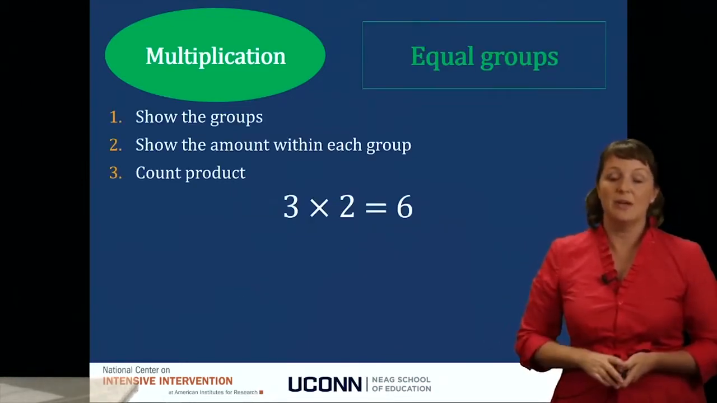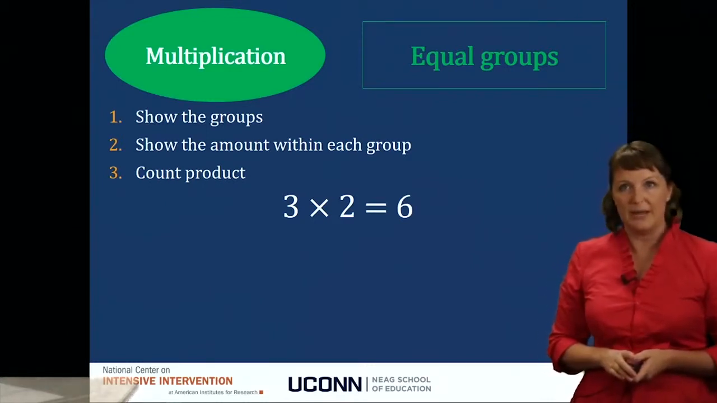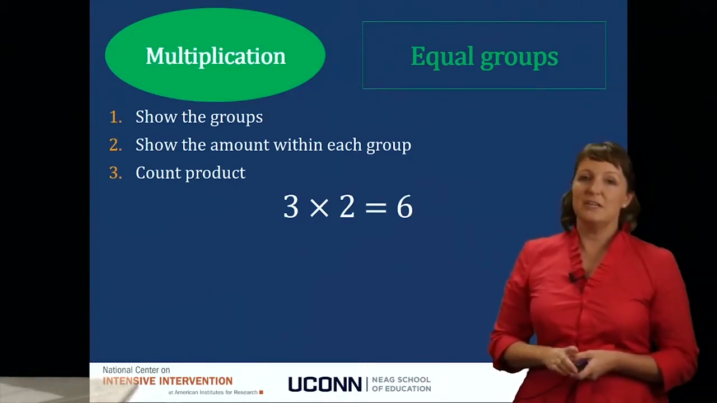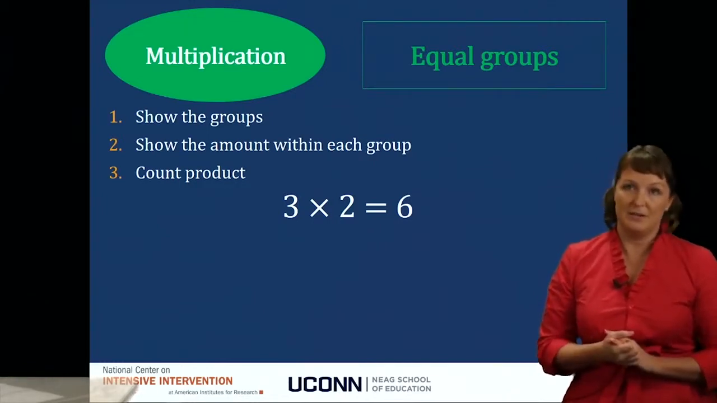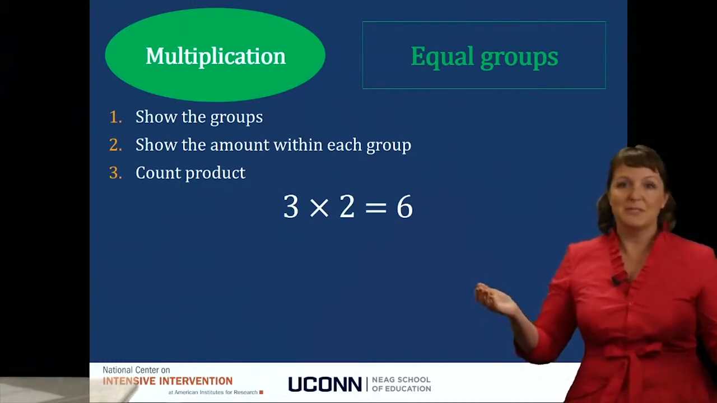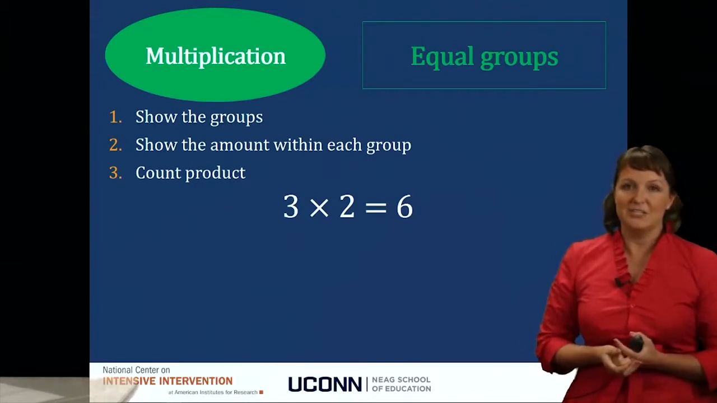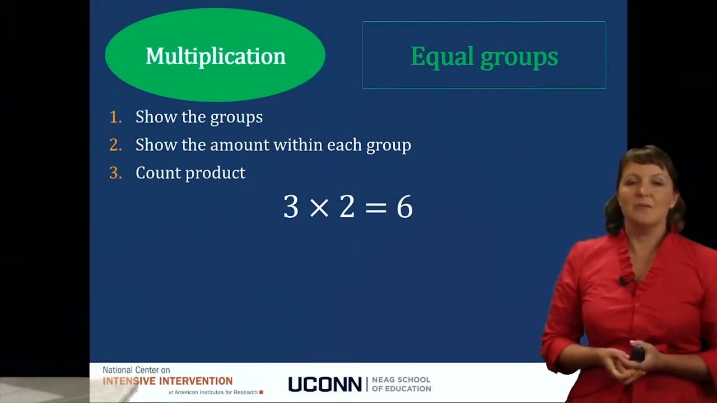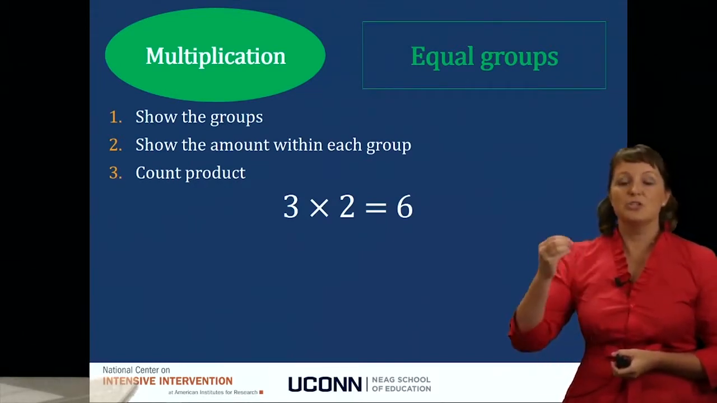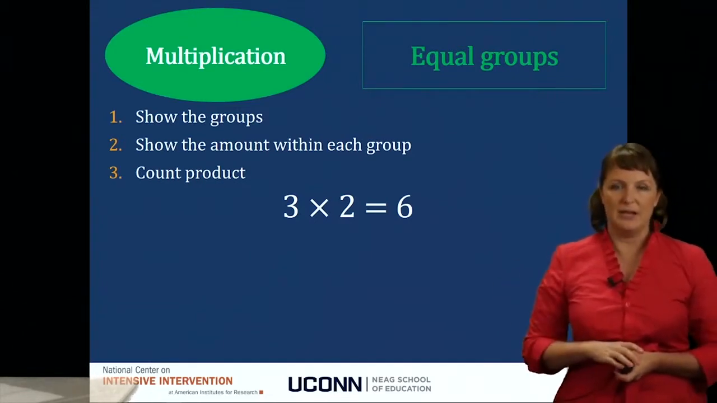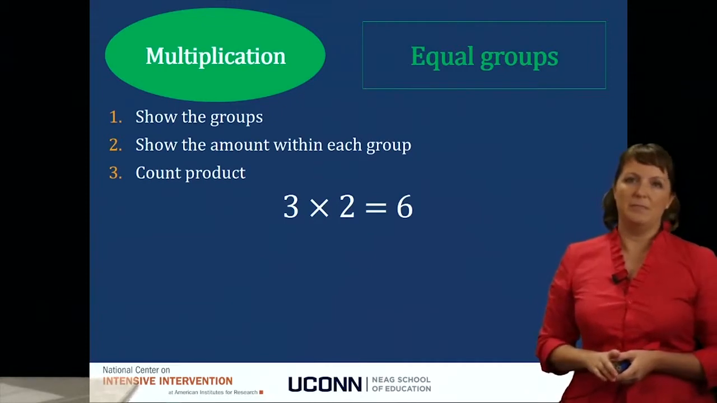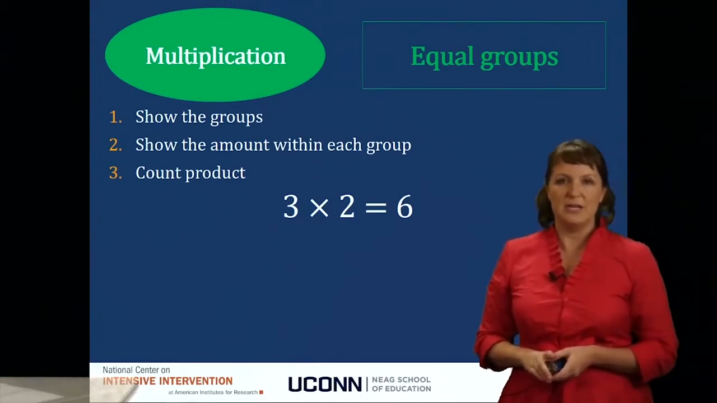Let's go ahead and look at what these different concepts look like. So with multiplication of equal groups, and that should bring back some really good memories from the problem-solving module. Equal groups was actually the name of the multiplication schema that we were talking about. Here we're going to show groups, then we're going to show the amount or number within each group, and then we'll count the product. So I'm going to focus on this problem 3 times 2 equals 6.